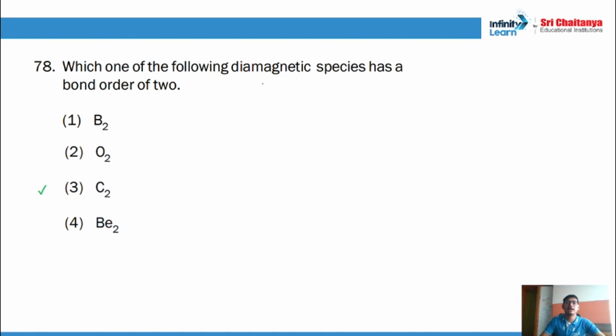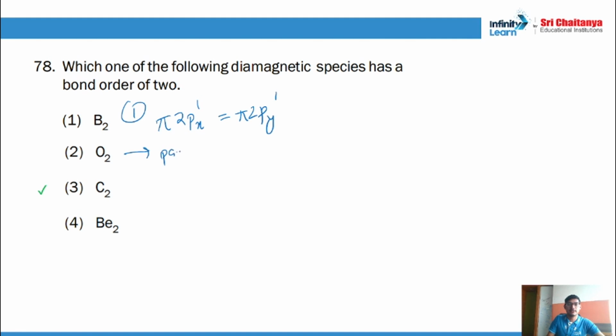Which of the following is a diamagnetic species? B2 is paramagnetic because if you write the electronic configuration of molecular orbitals, you will find that there are 2 unpaired electrons in pi bonding orbitals, right? So it has a bond order 1 anyways, and it is not diamagnetic, it's paramagnetic.